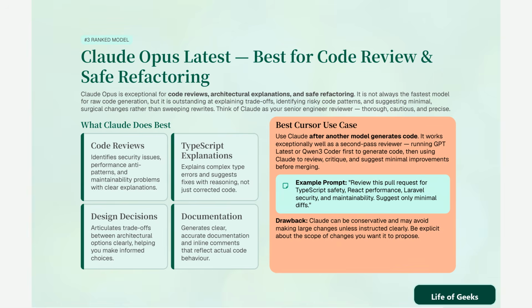Claude Opus Latest is best treated like a senior code reviewer. It may not always be the fastest model for raw code generation, but it is excellent when you want careful reasoning, trade-off analysis, and safer refactoring. This is especially useful after another model has already written the first draft. For example, you might ask GPT Latest or Qwen3 Coder to generate a Laravel module, then ask Claude to review it for TypeScript safety, React performance, Laravel security, and maintainability.